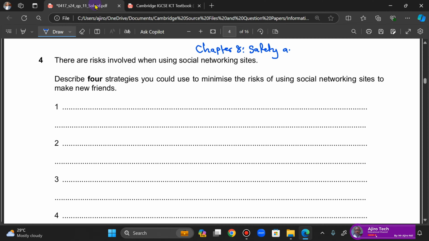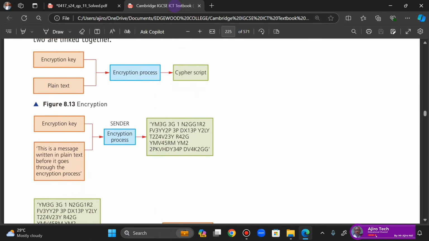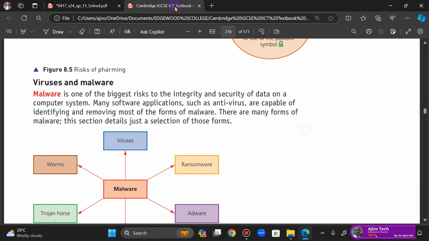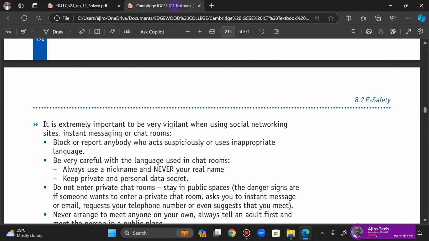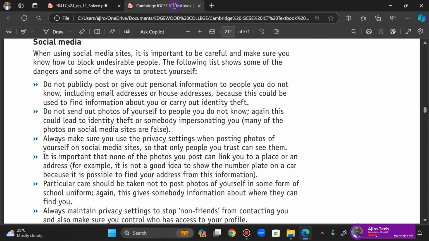Safety and security. And you see this under what? E-safety. And we have 4 of them: using the internet, sending and receiving emails, online gaming, and social networking sites. So I have them here. So let me just show you. Right here. So the following list shows some of the dangers and ways to protect yourself.